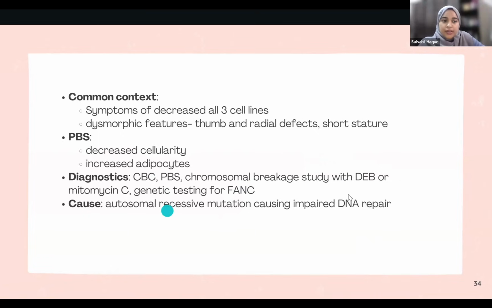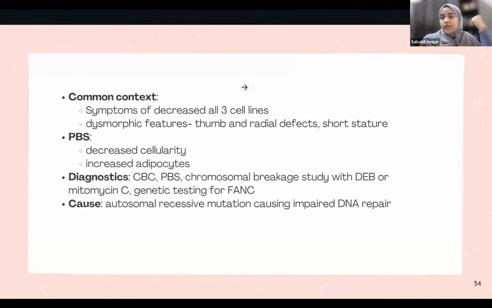Okay, so here, one thing I wanted to mention was the decrease in all three cell lines. So it's aplastic anemia, and a decrease in all three cell lines means that you have symptoms of anemia, thrombocytopenia, and also leukopenia. So anemia, it's going to be fatigue, pallor, shortness of breath, etc. For thrombocytopenia, maybe increased bleeding, right? So mucocutaneous bleeding, or let's say a petechia or purpura or ecchymosis.